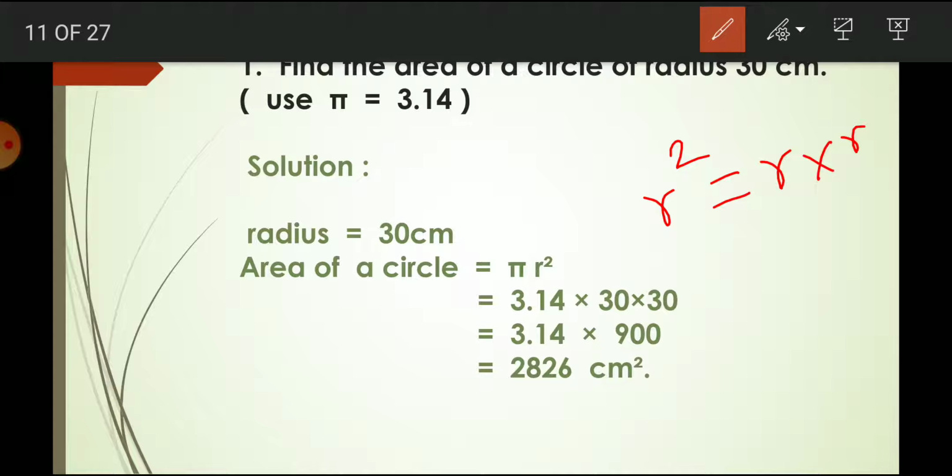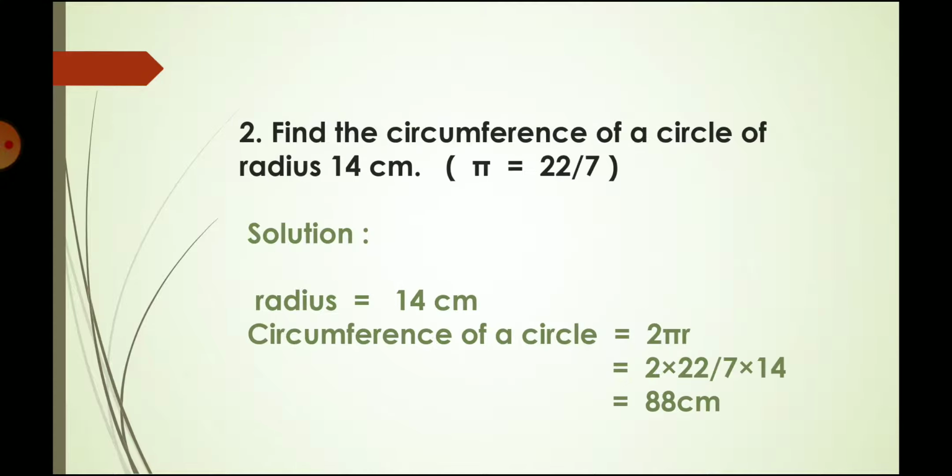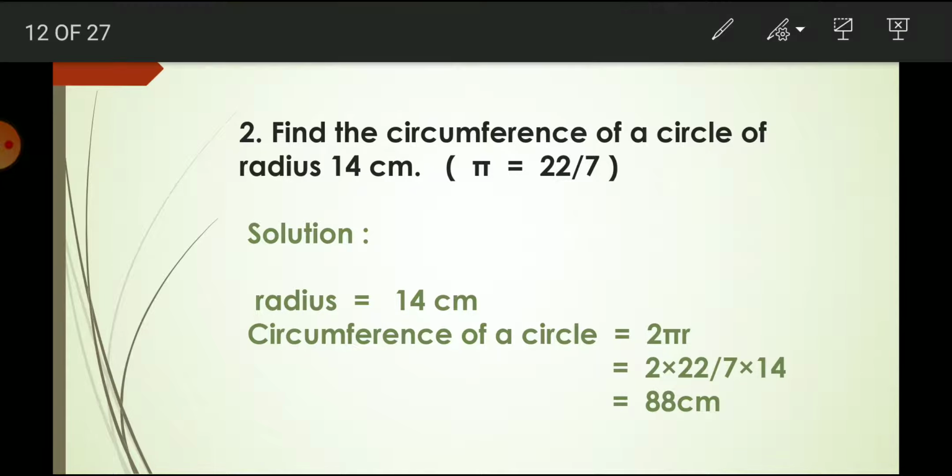If we multiply these two values, 3.14 and 900, we get 2826 centimeters square. Okay, see the second question. Find the circumference of a circle of radius 14 centimeter. Here the pi value is 22 by 7. This is one value of pi, 22 by 7.